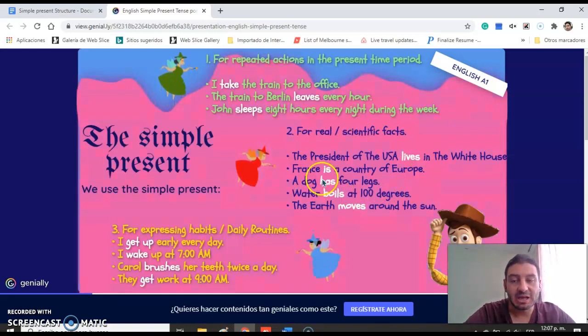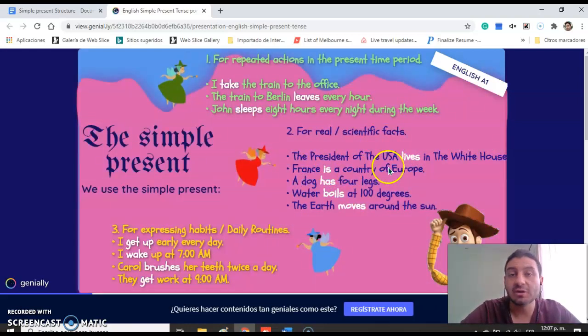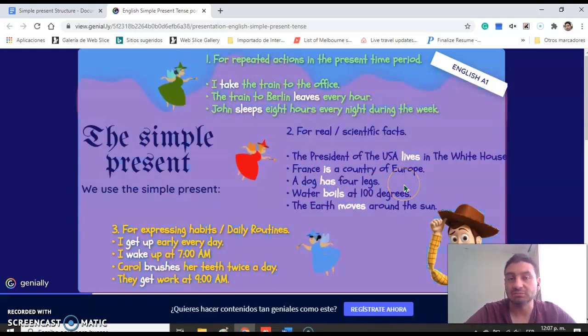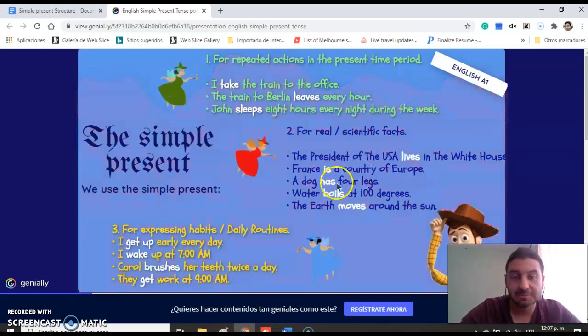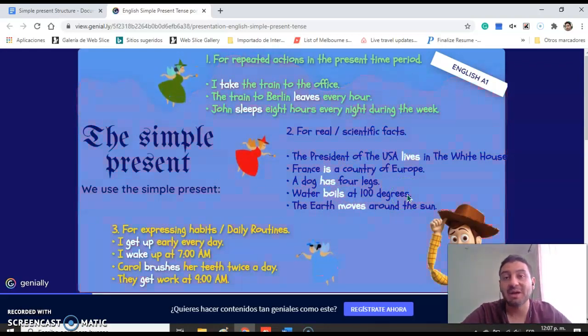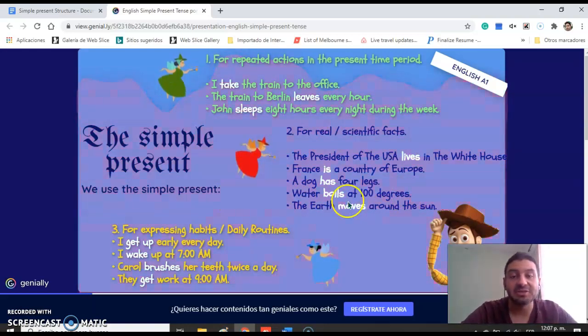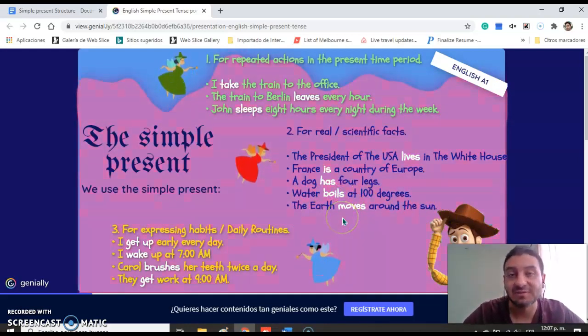Use number two, for real or scientific facts. For example, a real fact: the President of the USA lives in the White House. France is a country of Europe. Well, that's a real fact. A dog has 4 legs. Well, it's scientifically proved that a dog has 4 legs, generally. Water boils at 100 degrees, so water evaporates once it gets to 100 degrees. That's a scientific fact. And the earth, la tierra, the earth moves around the sun. So that's a scientific fact too.